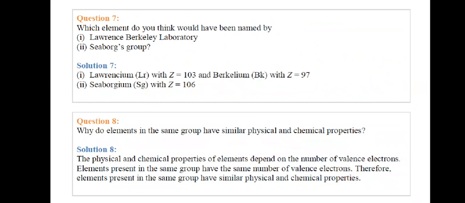Why do elements in the same group have similar physical and chemical properties? Same group के elements की physical और chemical properties same क्यों होती हैं? The physical and chemical properties of elements depend upon the number of valence shell electrons. Elements in the same group have the same number of valence shell electrons. Therefore, the elements present in the same group have similar physical and chemical properties. इसलिए एक ही ग्रुप के सारे एलिमेंट्स की फिजिकल और केमिकल प्रॉपर्टीज़ सेम होती हैं.